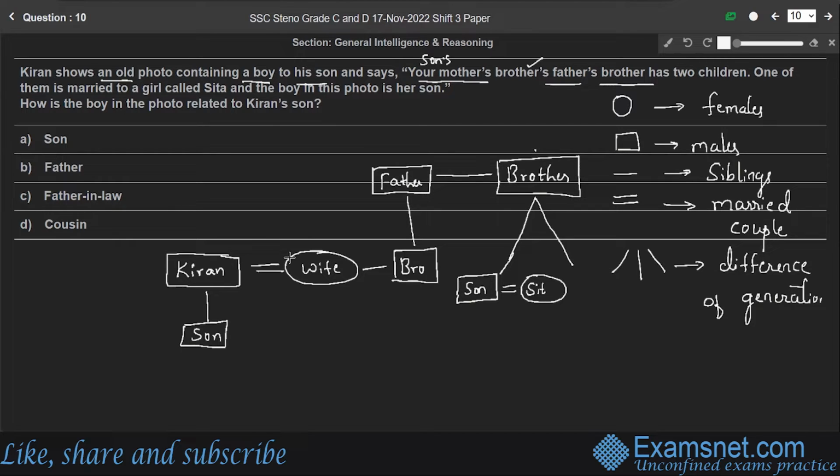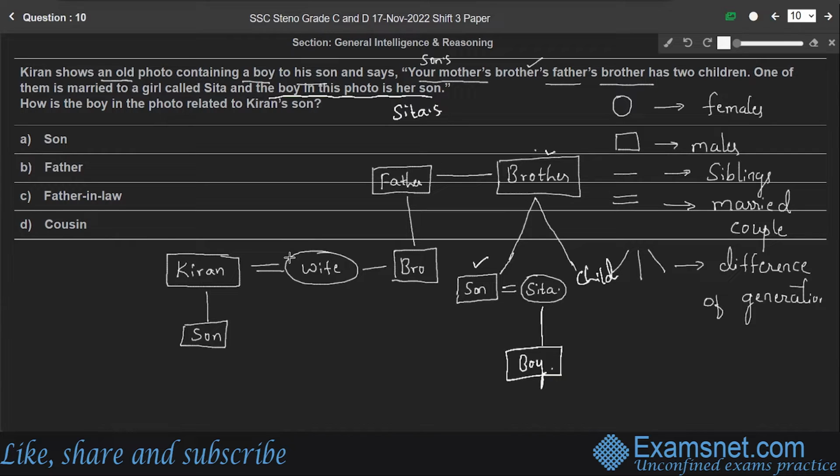Use a circular symbol, right? Married to a girl called Sita. So he is another son or another child, not particularly a son. So the brother has two children, right? The boy in this photo is her son. Her son means Sita's son, right? So the brother has two children. One of them is married to a girl called Sita, whose son is this boy.